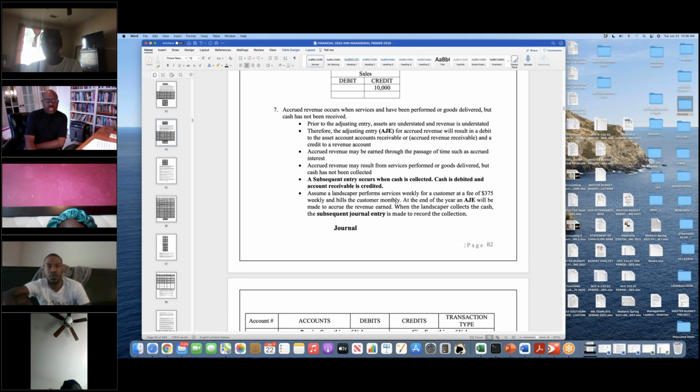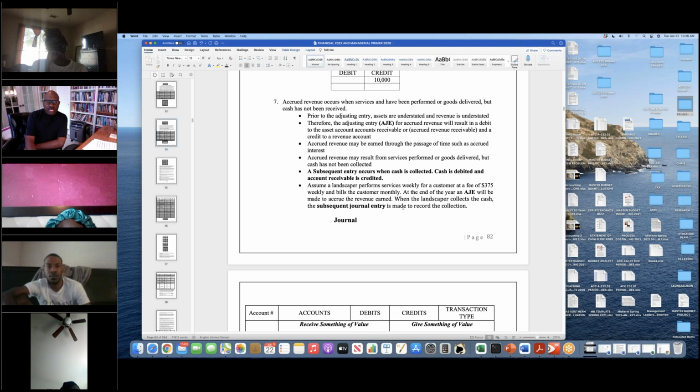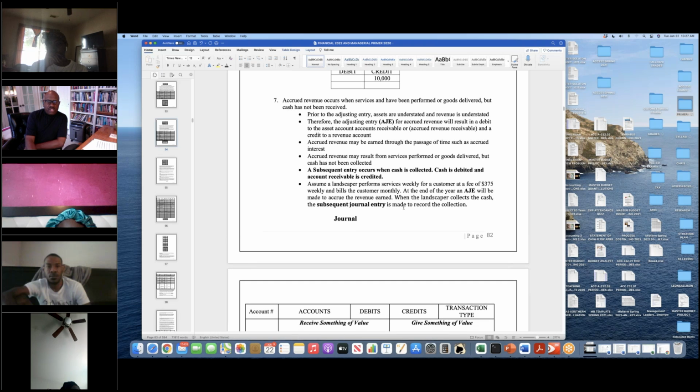So assume a landscaper performs services weekly for a customer at a fee of $375 weekly and bills the customer monthly. So this is a large corporate account. At the end of the year, an AJE will be made to accrue the revenue. When the landscaper collects the cash, the subsequent journal entry is made.